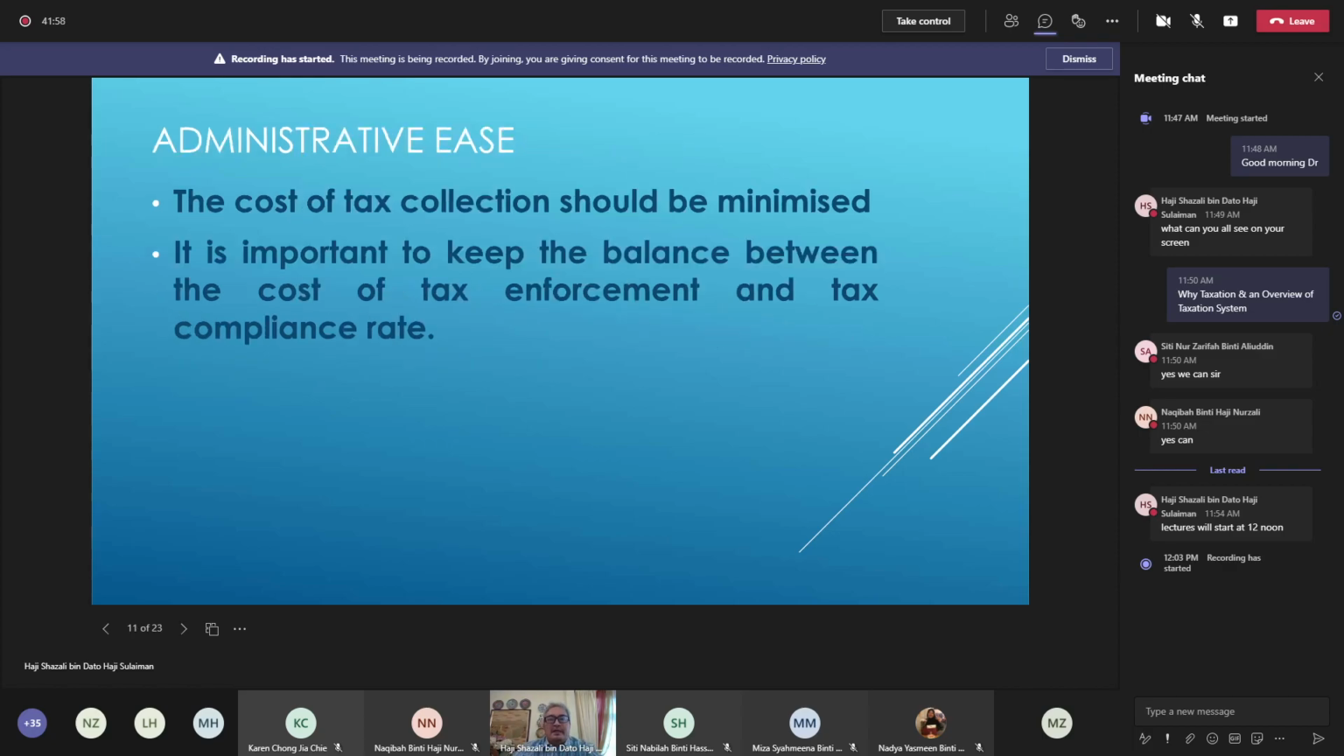Administrative ease, like anything else, the cost of tax collection should be minimized. In other words, it should be easy. Yeah, it is important to keep the balance between the cost of tax enforcement and tax compliance. If you make the tax system complicated, then the only people that benefit are tax consultants, because a lot of companies will need to recruit someone with the relevant tax skills and background to be able to help them with the tax computations. And like anything else, the more complicated you make it, the easier it is for people to try and circumvent the system or cheat the system.